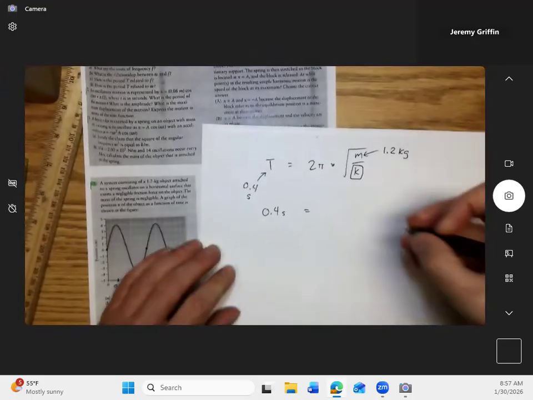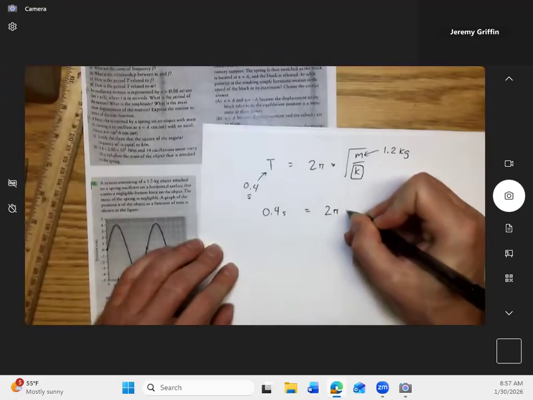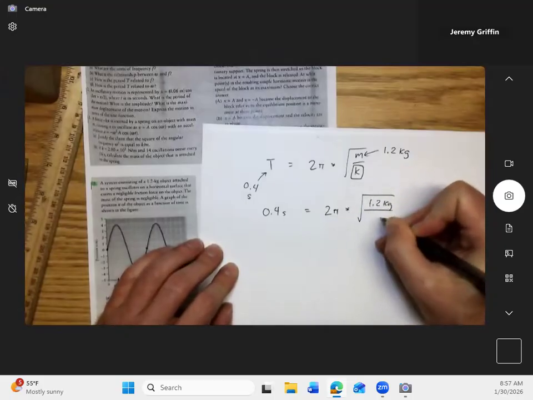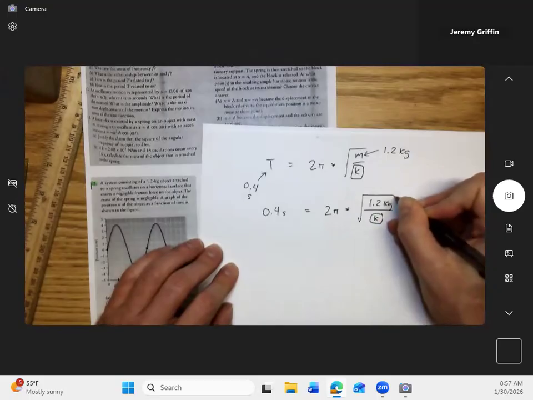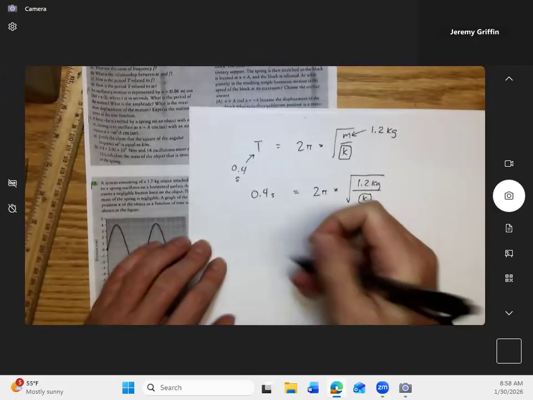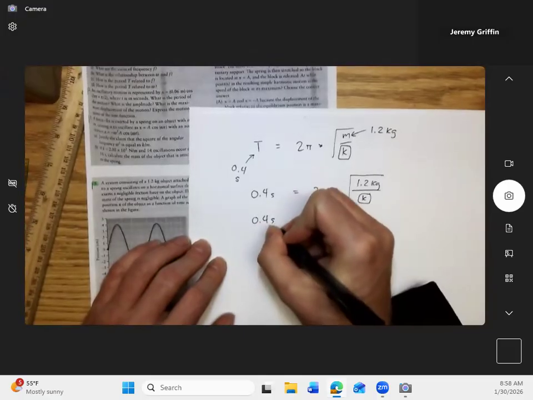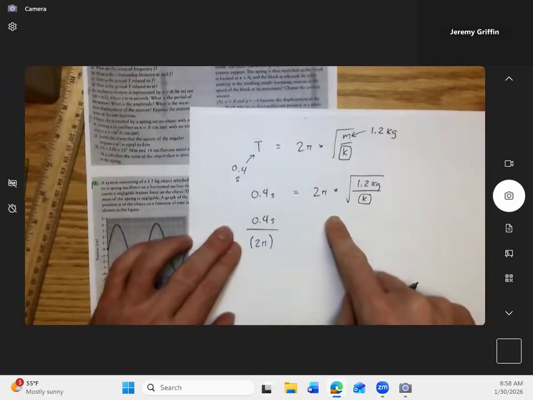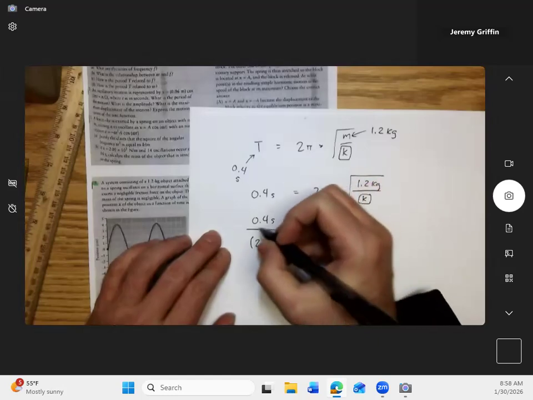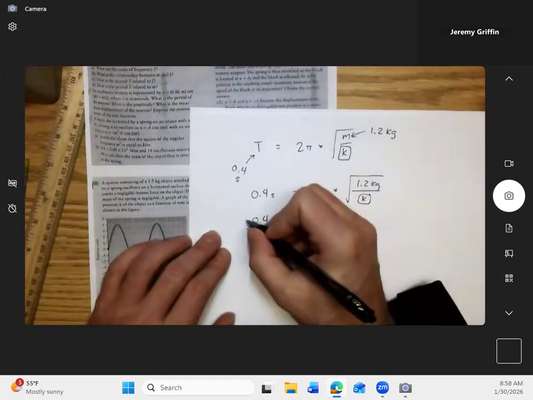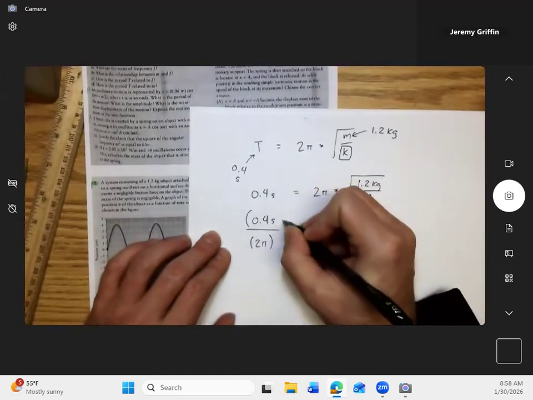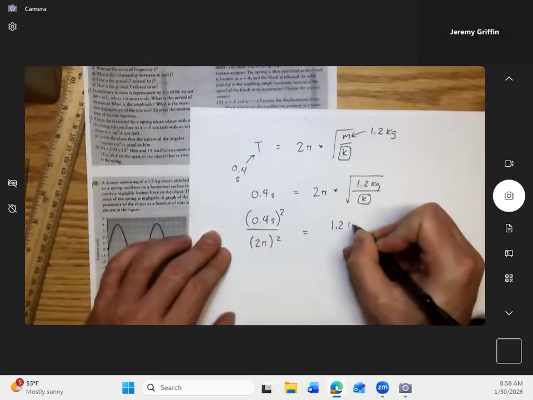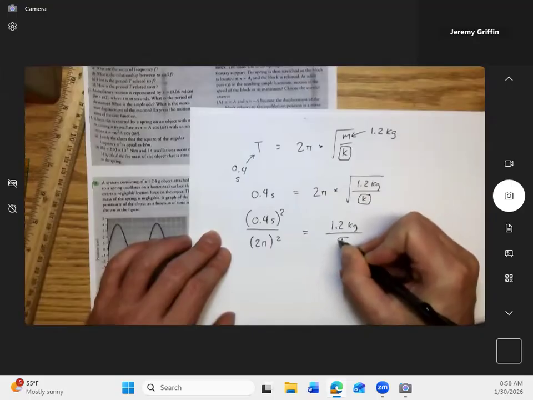T equals 2 pi times the square root of 1.2 kilograms over the spring constant. So take the 0.4 seconds and divide by 2 pi. Guys, after you divide by 2 pi, what are you going to do? Square both sides. So I'll go squared, squared. And that's equal to 1.2 kilograms divided by k.